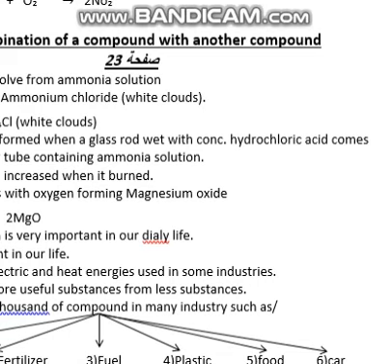Give reason: the mass of magnesium increases when it is burned because it combines with oxygen to produce magnesium oxide, and you can write the equation also.